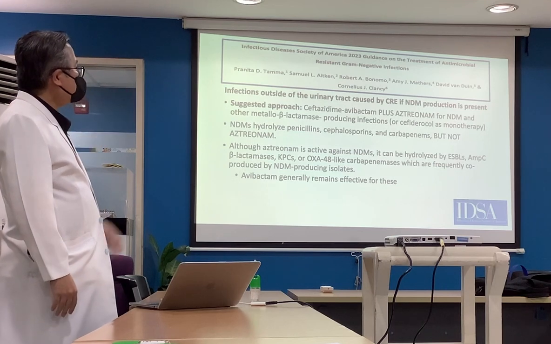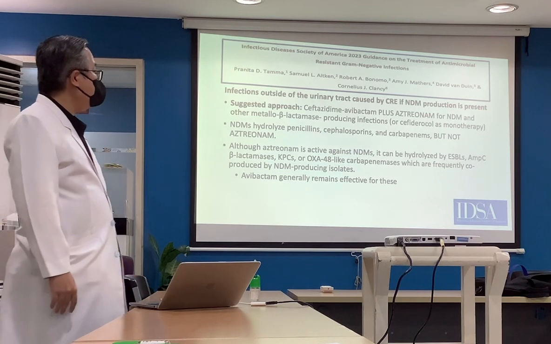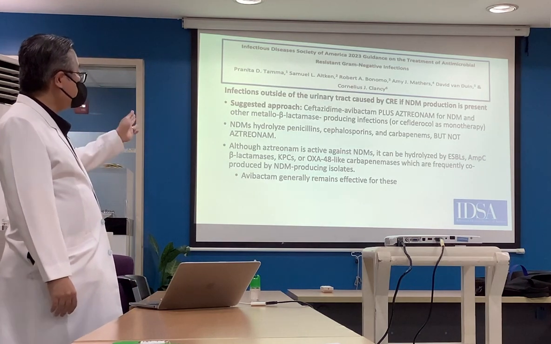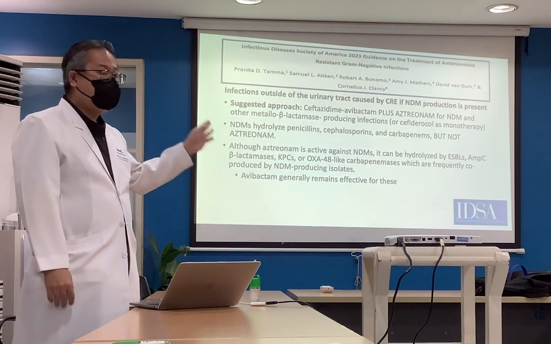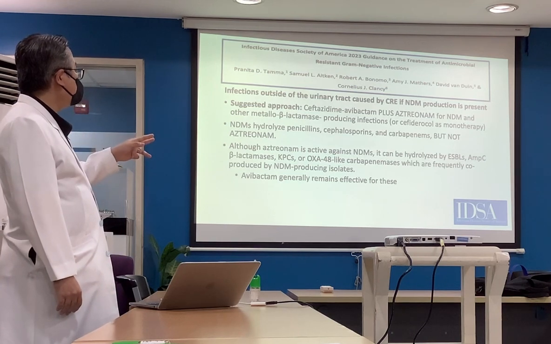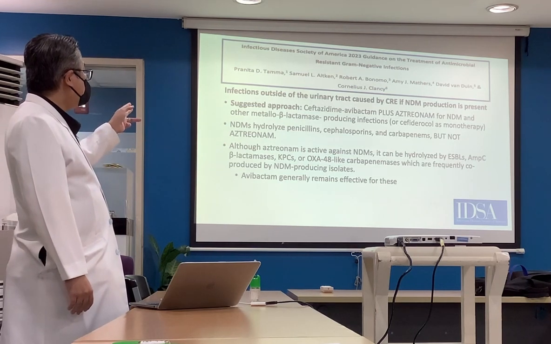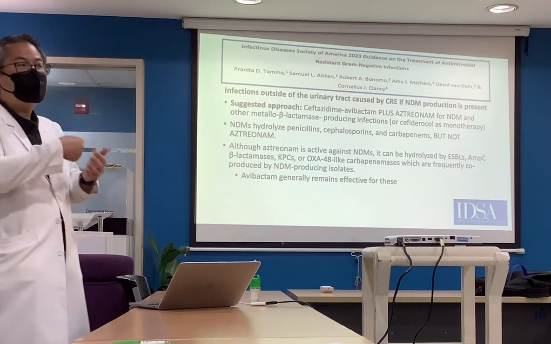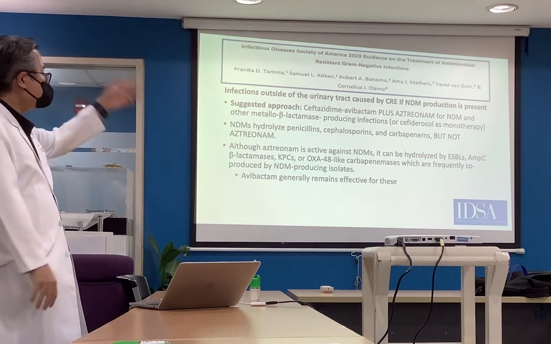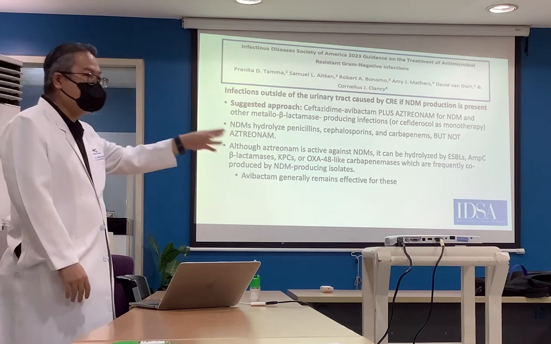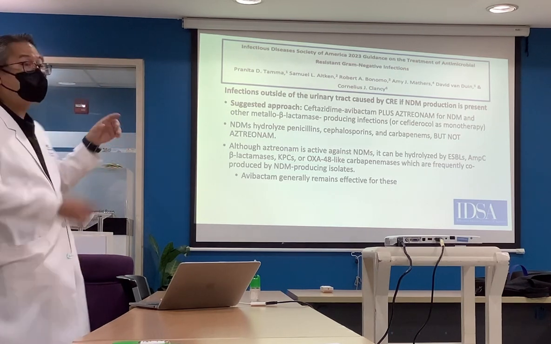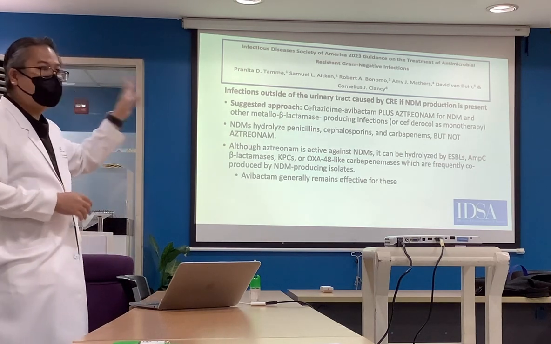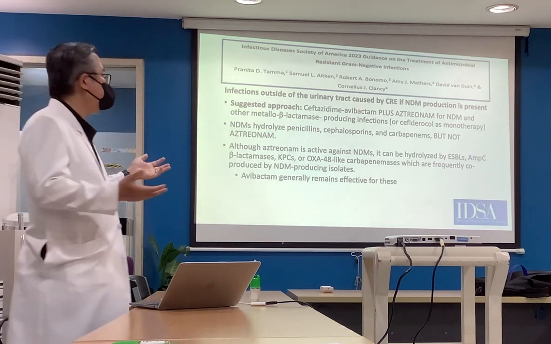Infections outside of the urinary tract caused by CRE, if NDM production is present, the suggested treatment is ceftazidime-avibactam plus aztreonam for NDM and other metallo-beta-lactamases. Because aztreonam is the one that fills in the hole of ceftazidime-avibactam. So aztreonam is for NDMs and the other MBLs. So that's the underlying reason why this recommendation came out. So now aztreonam has a role.